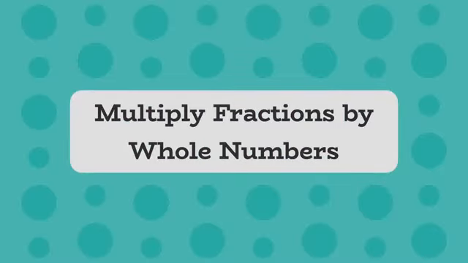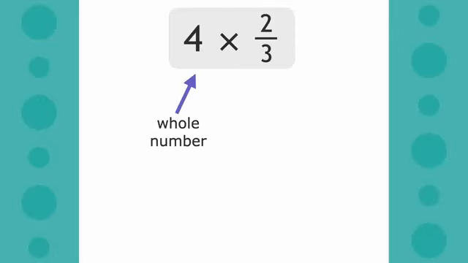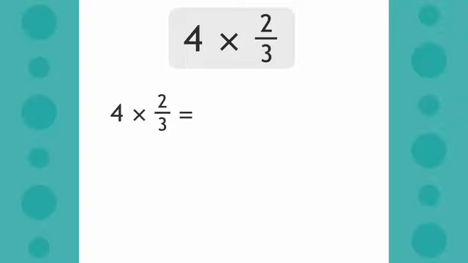Let's multiply fractions by whole numbers. Take a look at this example. Here we have a whole number being multiplied by a fraction. The whole number is 4, so we are taking 4 copies of this fraction. The fraction is 2/3, so after multiplying by 4, we want to know how many thirds there are in all.